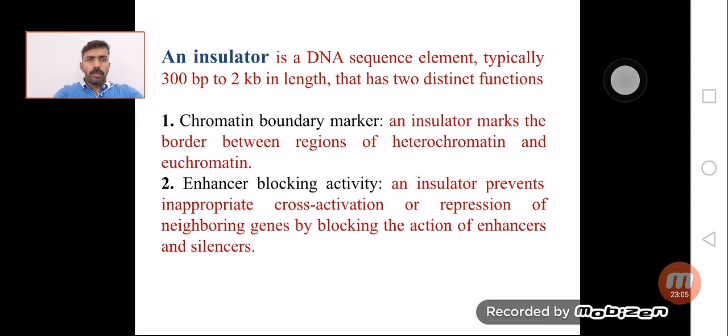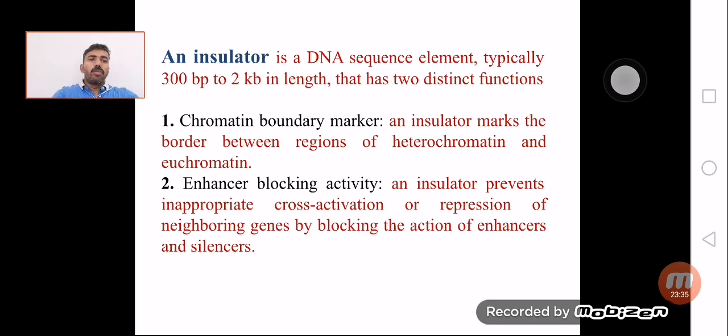they prevent the chromosomes from unwinding. That means the opening of the organized chromosome will be prevented when an insulator sequence is present. Typically they have a length of around 300 base pairs to 2 kb. And there are two kinds of insulators available. One is called the chromatin boundary marker. The other one is the enhancer blocking activity.